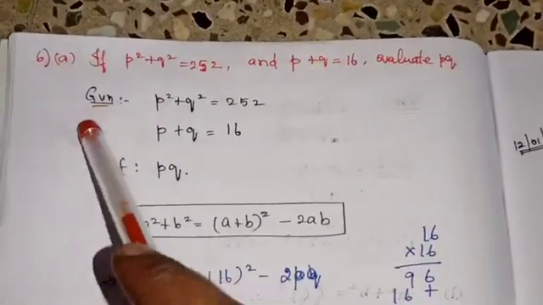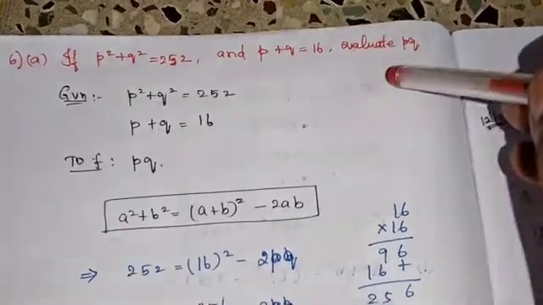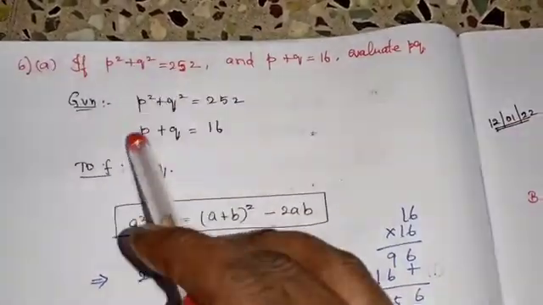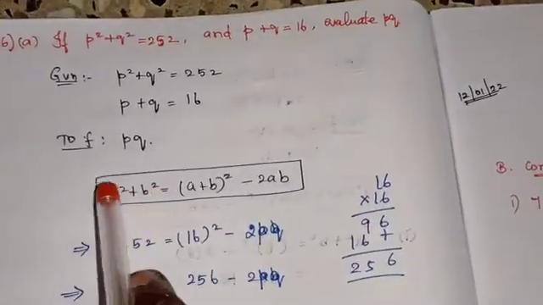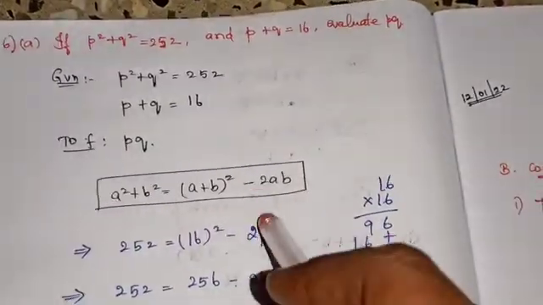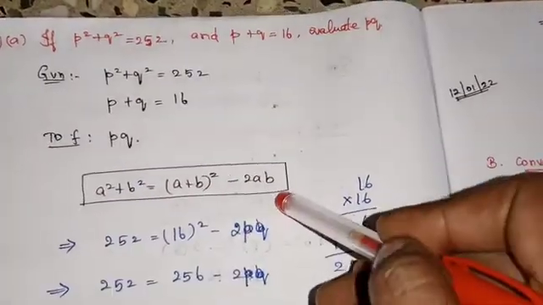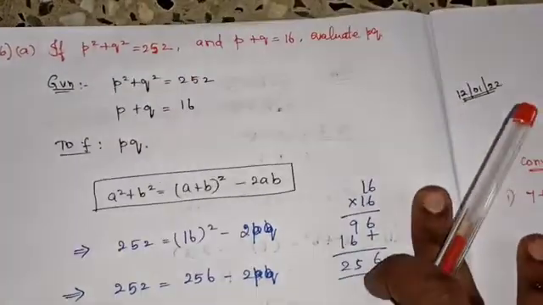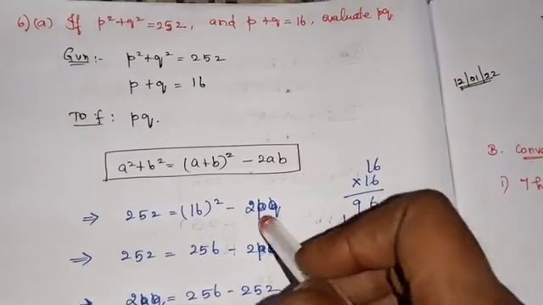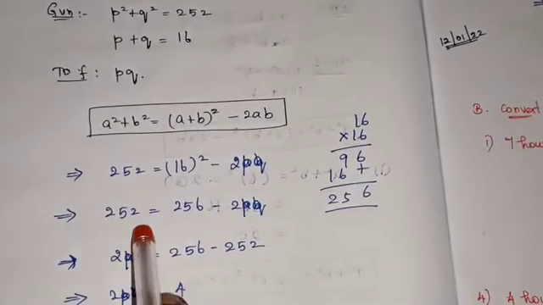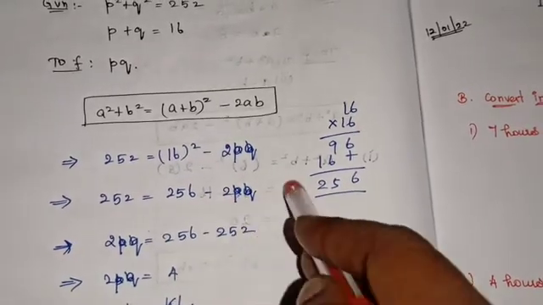The next one, sixth A sum: if p square plus q square is equal to 252 and p plus q is equal to 16, evaluate pq. So p square plus q square is given, p plus q is given, you find the pq using the formula a square plus b square is equal to a plus b the whole square minus 2ab. So 252 is equal to 16 the whole square minus 2pq. 16 the whole square is 256, minus 2pq.